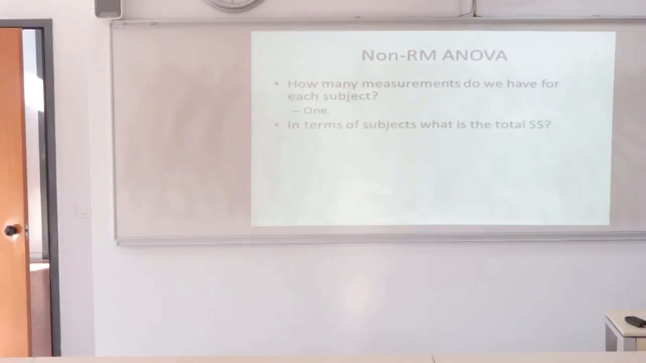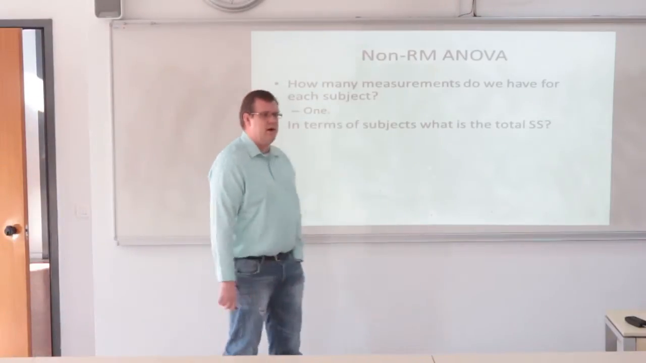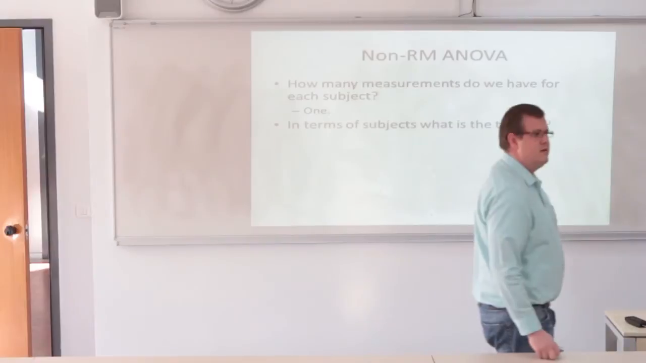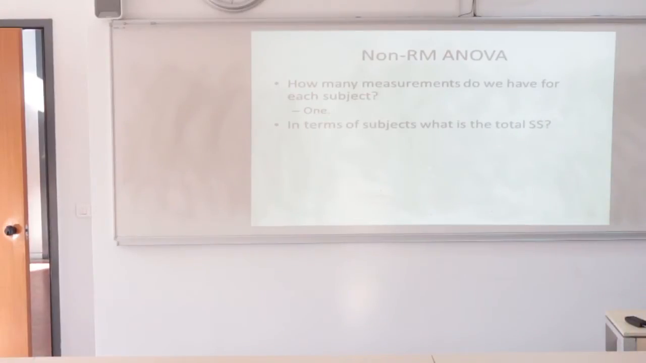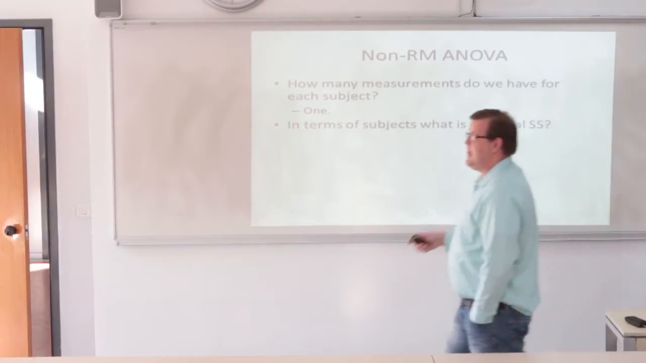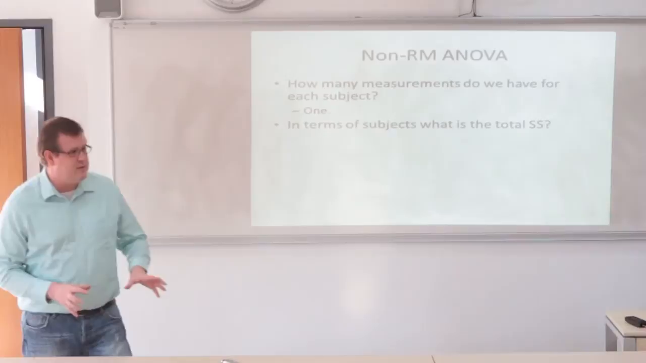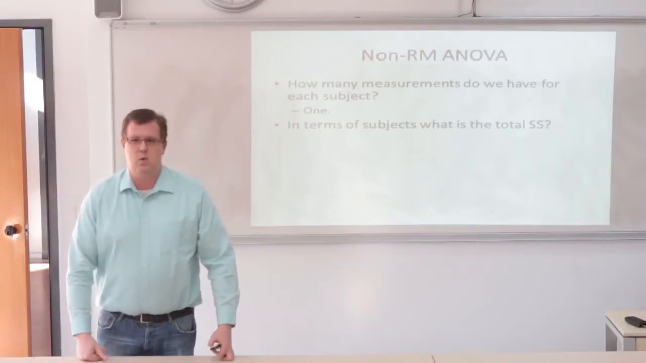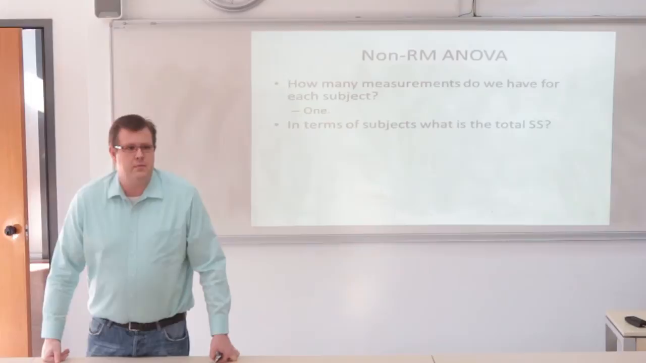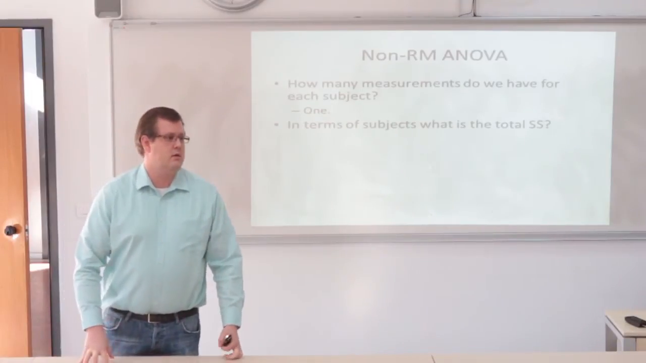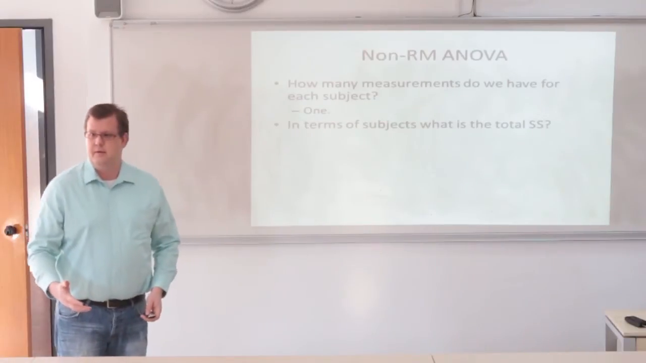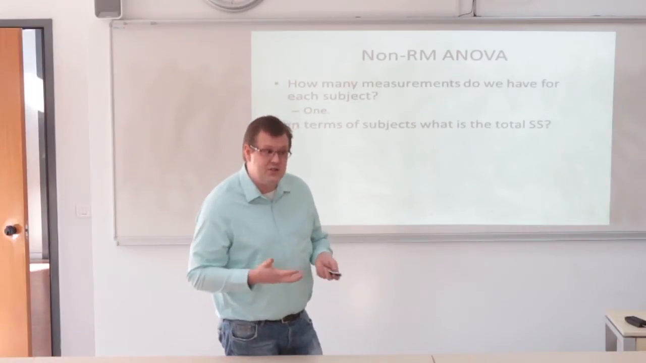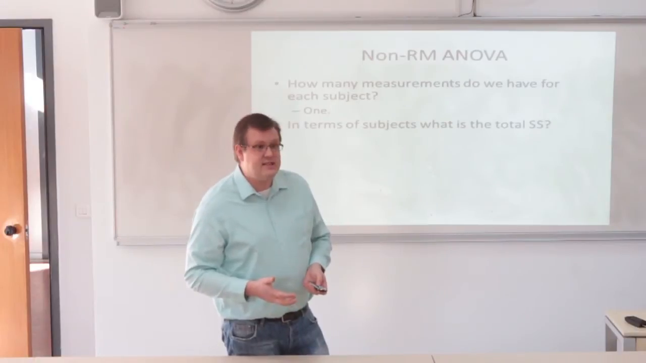They're only in one. In terms of subjects, what is the total sum of squares? So you're saying that our sum of squares for our subjects would be the difference between each subject and the grand mean? Yes. Square those, add them up. What would that equal? Each subject minus the grand mean, square those, add them up. Error and effect. What is the sum of squares, error and effect? That's the sum of squares total.